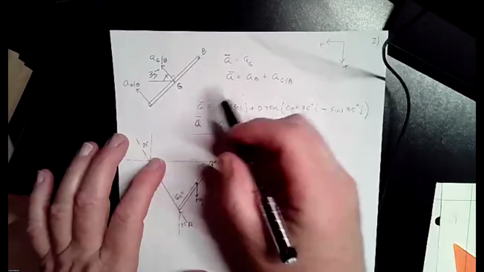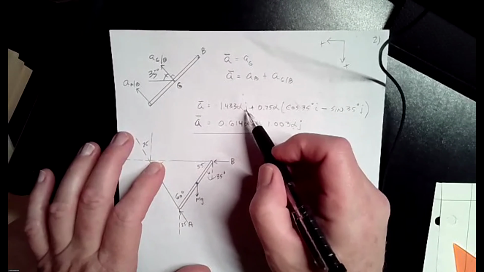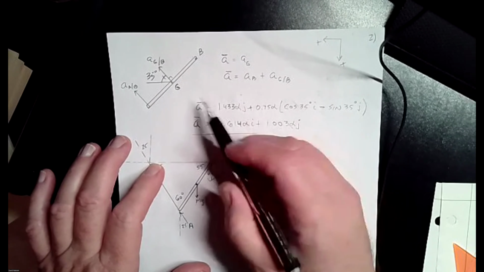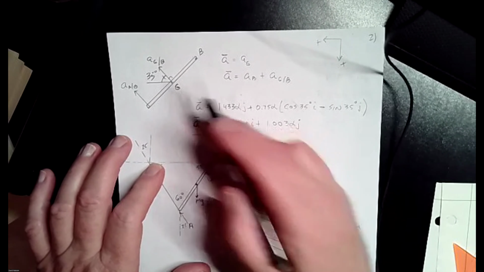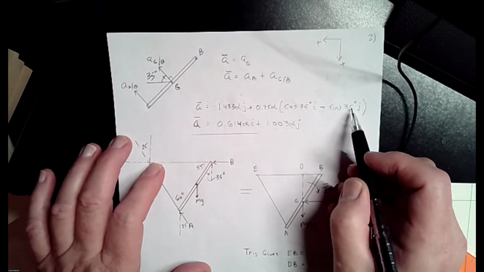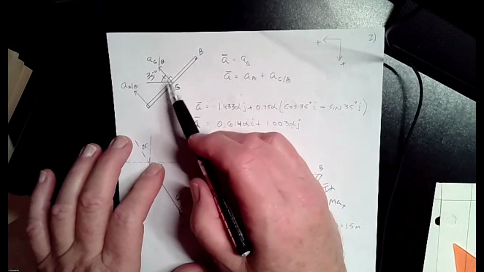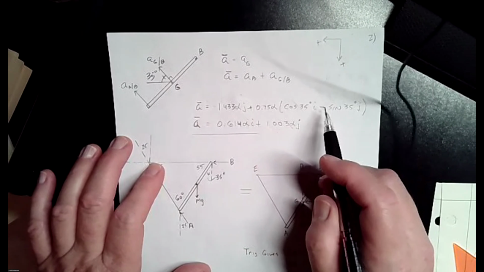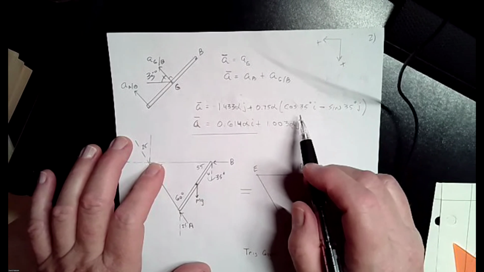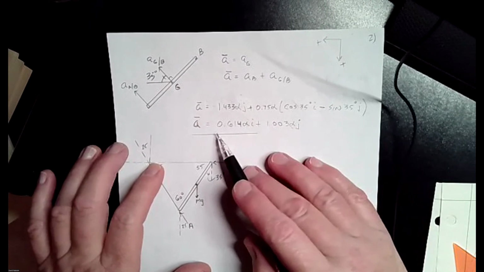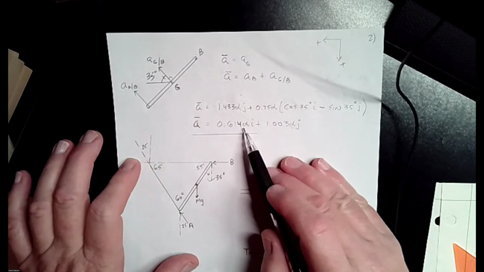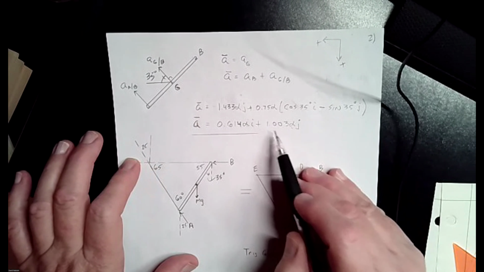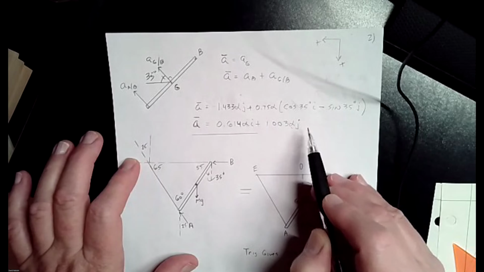Therefore, since I know that this was in the J, I have to make this in I and J components also. So using sine and cosine, I do that. So I know that the J component of the acceleration is up, so it's going to be negative based on our coordinate system. And when I add it together, I finally get my acceleration is equal to 0.614 alpha in the I plus 1.003 alpha in the J.